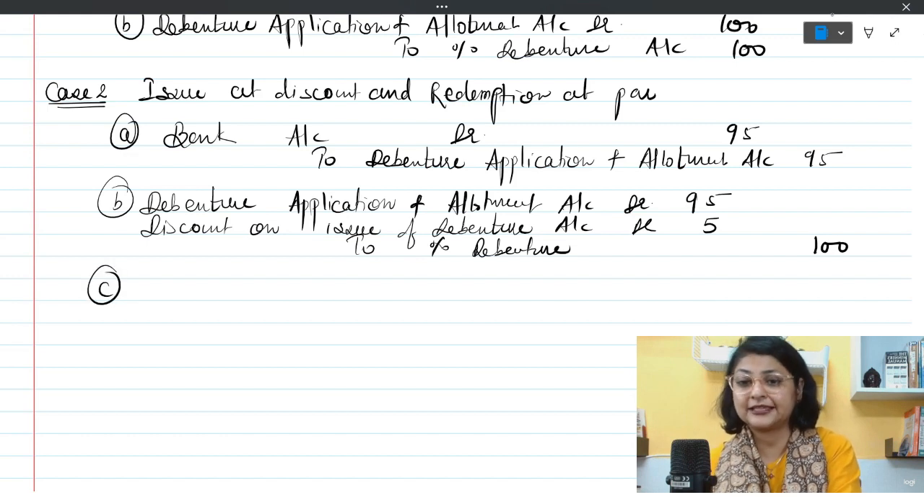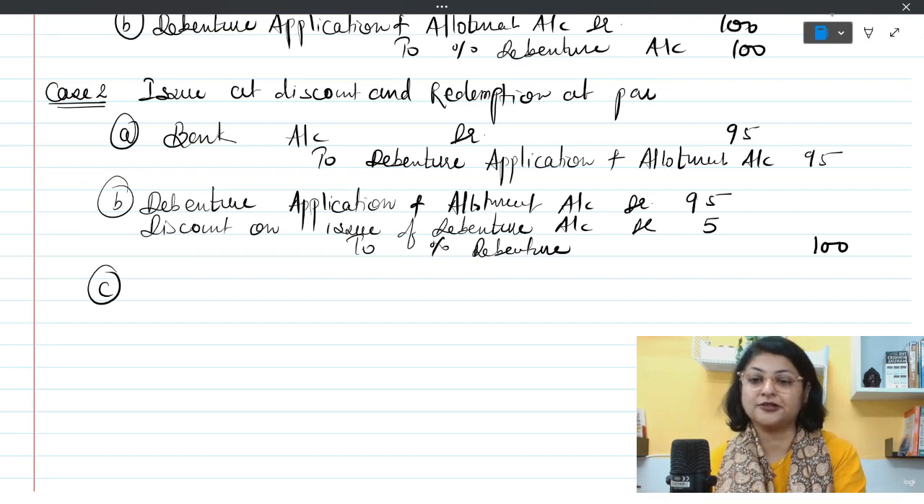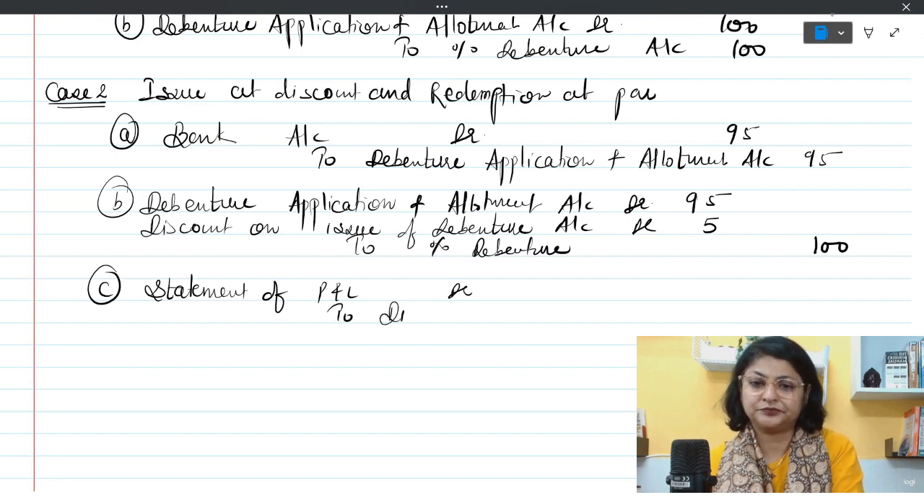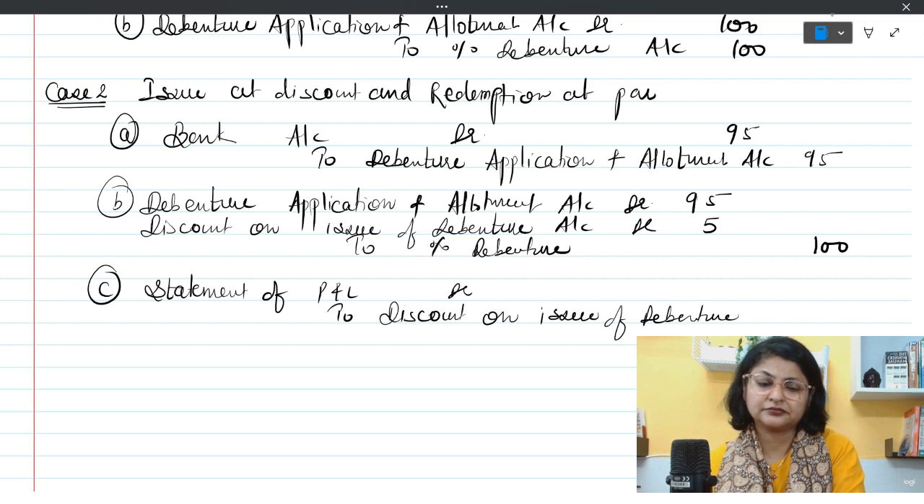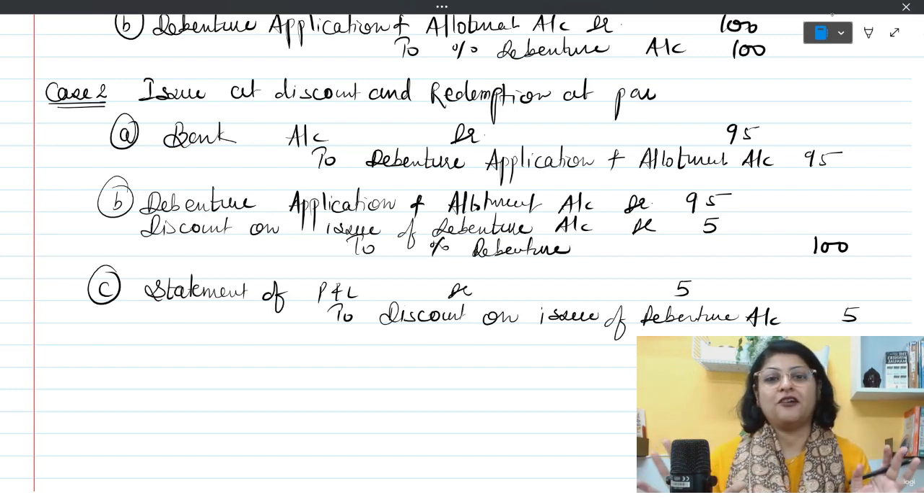And in this case, since there is a capital loss, there is going to be the writing off of loss also. So since no other information is there from statement of profit and loss, we will write it off. Statement of P&L debit to discount on issue of debenture. And this amount of loss is rupees 5. Okay. So this is how we are going to pass the entry.